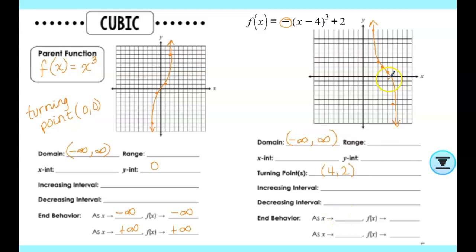And end behavior, so this time as we go to the left, y is increasing, so -infinity and +infinity. And this time as we go to the right, y is going down. So as we go to +infinity, you're going to -infinity.